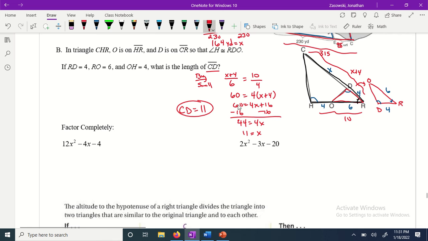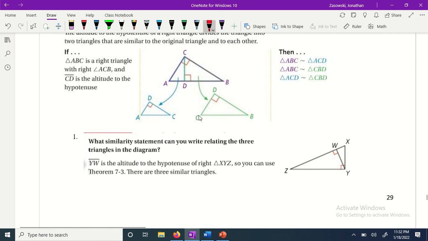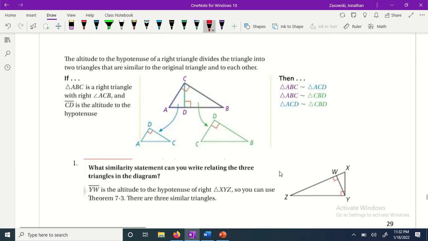Okay, just a quick review. The thing I want you guys to focus in on is the fact that we had to redraw this triangle so that it was oriented in the same way as this one. We're going to do that with our topic for today.